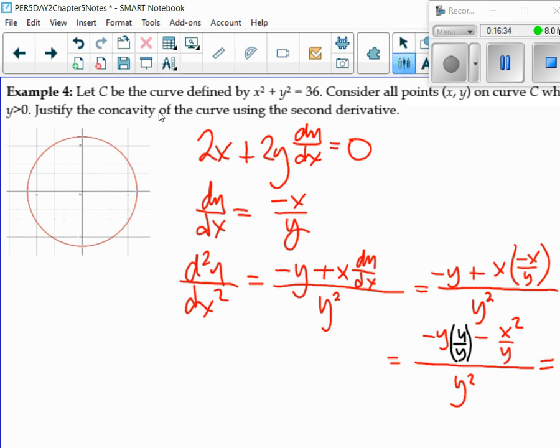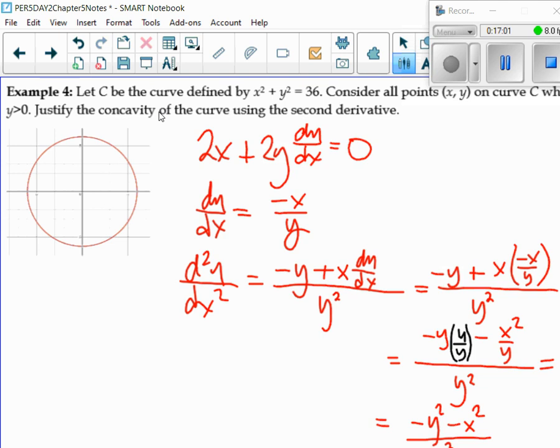And what's the little trick? Yeah, keep change flip. We'll flip that down. So our final answer is going to be negative y squared minus x squared over y to the power 3. Okay, so now we need to set that equal to 0. The problem is this looks a little complicated.